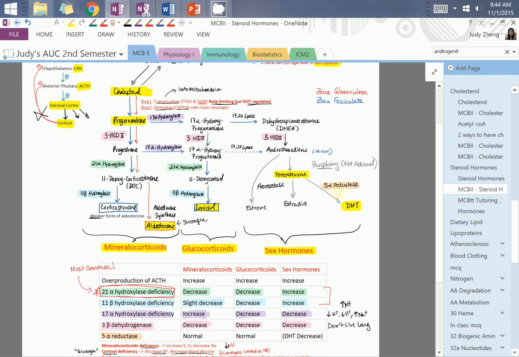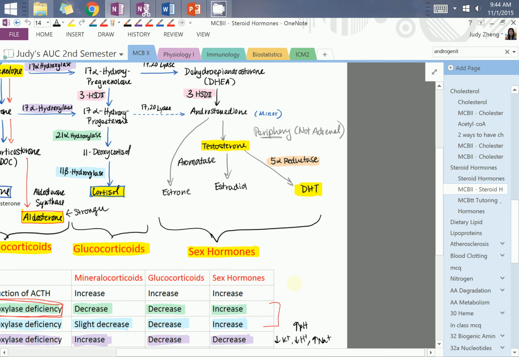But what it does is that it converts the testosterone into DHT, which is a more potent form of testosterone. I'll write that here. This is like a potent testosterone.